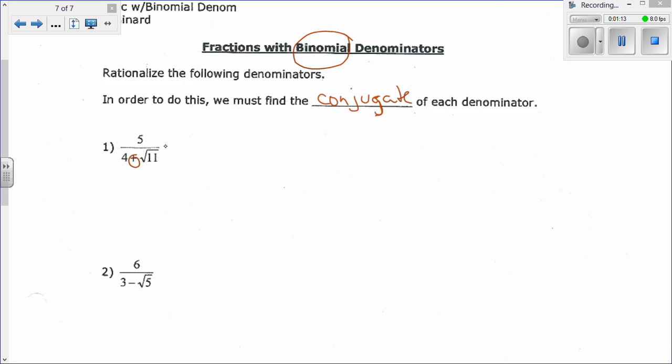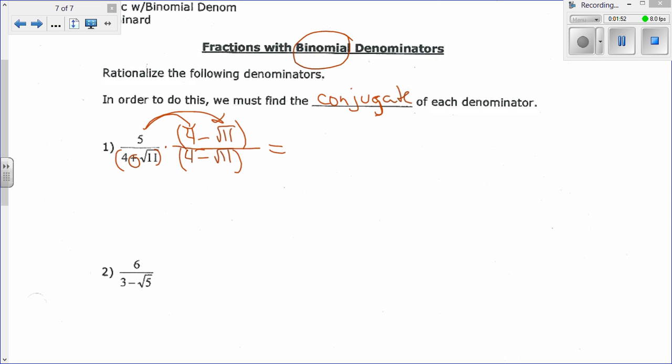So I'm going to multiply by the conjugate, and the conjugate would be 4 minus the square root of 11. And whatever I do to the denominator, I must also do to the numerator, so I have 4 minus the square root of 11 on the top as well. And because these are binomials, I need to throw my parentheses in, because when I multiply, I have to distribute.